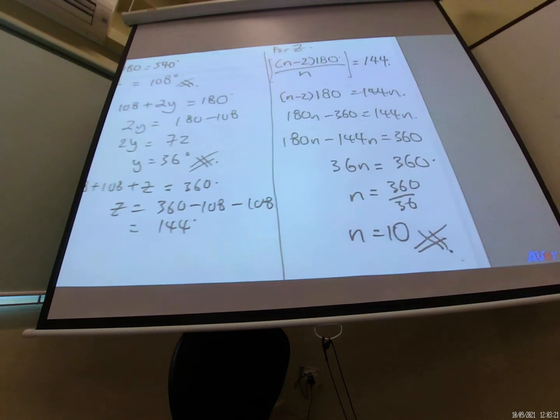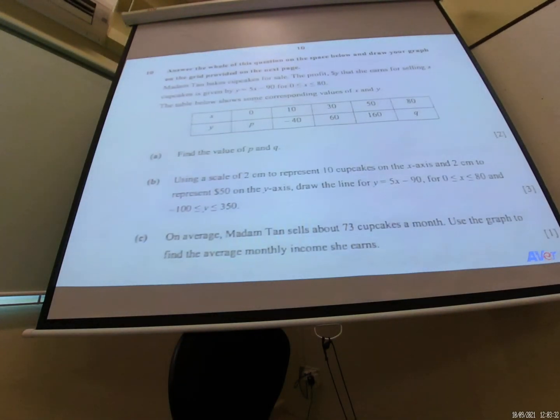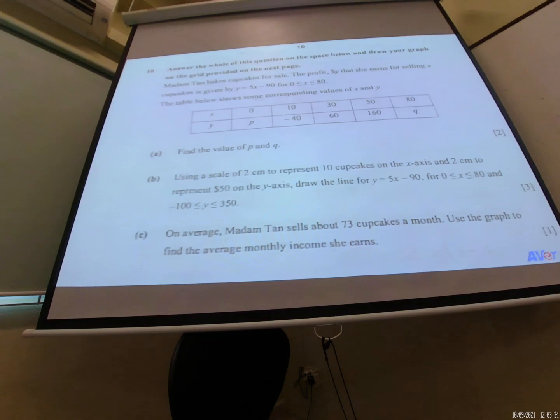Okay? Okay. Not bad, huh? Come to question 10. Graph plotting always lets you take a break from the more difficult calculations.